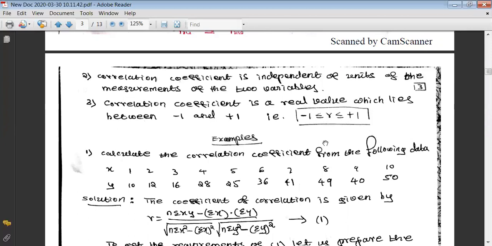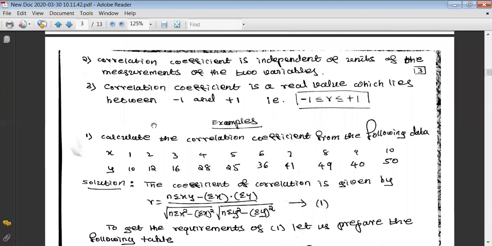Okay, now coming to the next one. The second one is correlation coefficient is independent of units of the measurements. Units of the measurement of the two variables means, suppose you measure one variable in terms of kgs, and another variable in terms of tons, and you calculate the correlation coefficient, you are going to get some value. Suppose instead of kg and ton, you say gram and milligram for the two variables, again if you go and calculate, there will not be any change we are going to find. And this property is referred to as correlation coefficient is independent of the units of the measurement of the two variables, we can call it.